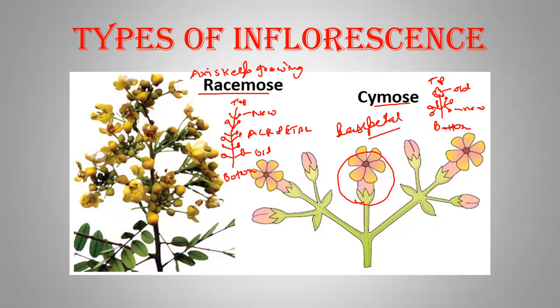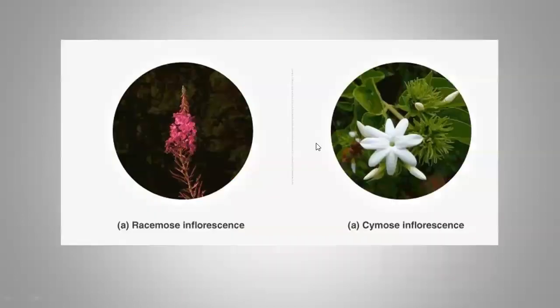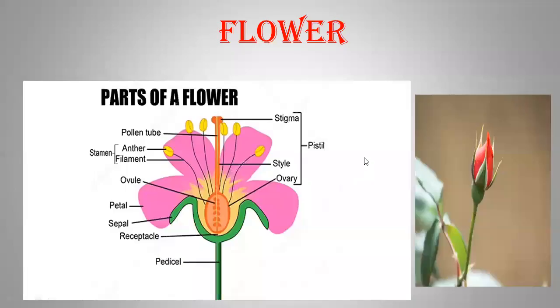Okay, so in racemose, the axis keeps growing. In cymose, the axis terminates into a flower and growth is limited. You can see in these pictures that in racemose, the old and mature flowers are at the bottom and new buds are growing on top of it. And in cymose, the old and mature flowers are at the top and new buds are growing below it. Now, parts of the flower or structure of the flower.